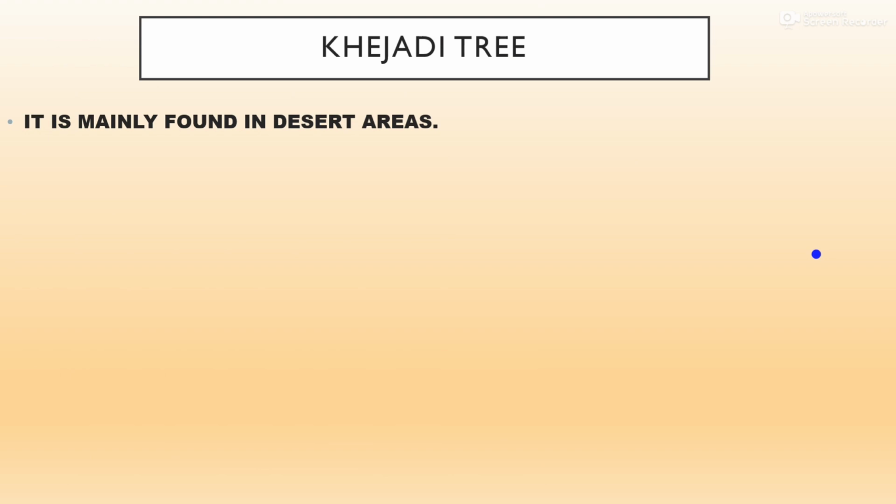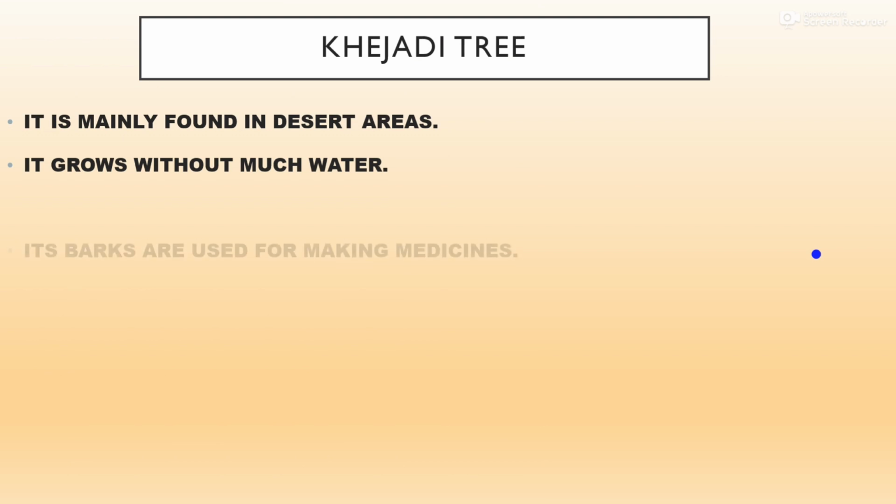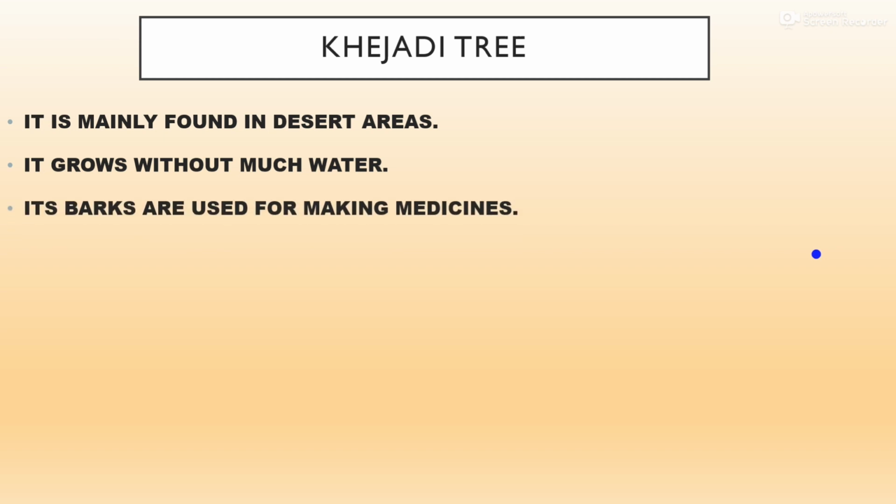It is mainly found in desert areas. It grows without much water. It does not need more water to grow, means it can grow in less water. Its bark is used for making medicines. Like our body is covered with skin, the tree's trunk is covered with bark. So the bark of the Khejri tree is used for making medicines.